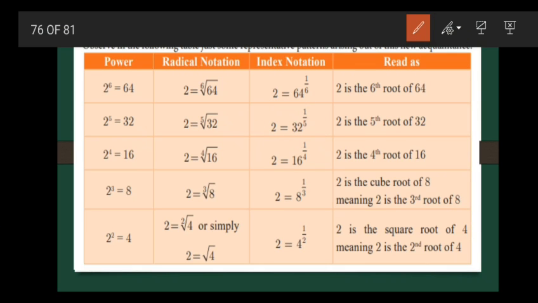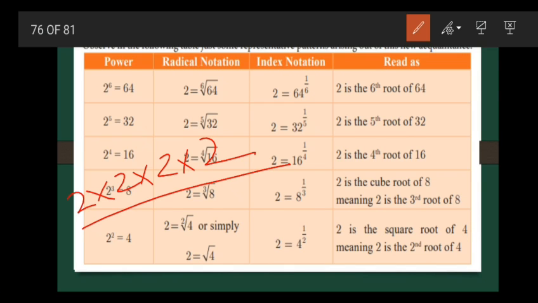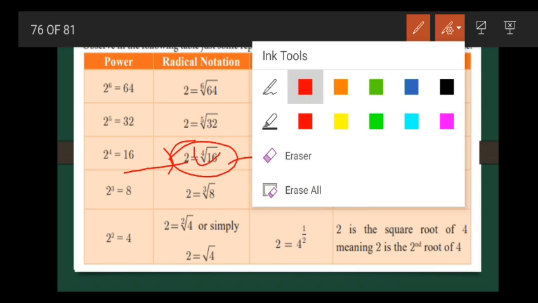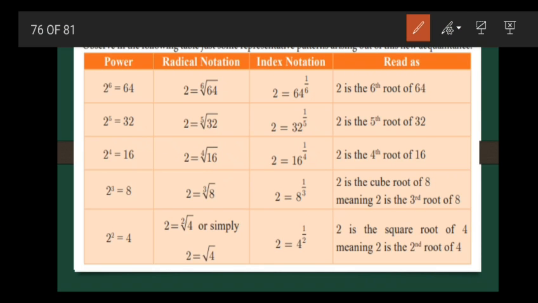2 to the power 4 is equal to 16, which means when you multiply 2 with itself 4 times, that is 2 into 2 into 2 into 2, you will get 16. So the fourth root of 16 is 2. That can be written as 2 is equal to fourth root of 16. This is the radical notation. In index notation, this is written as 16 to the power 1 by 4. Here in the index we have a fraction, so this is fractional index notation, and it is read as 2 is the fourth root of 16.